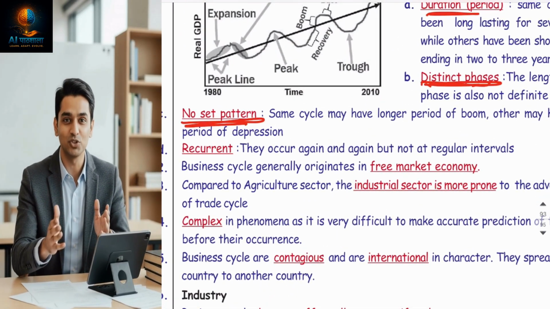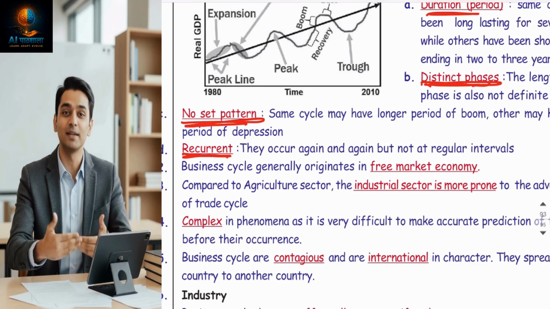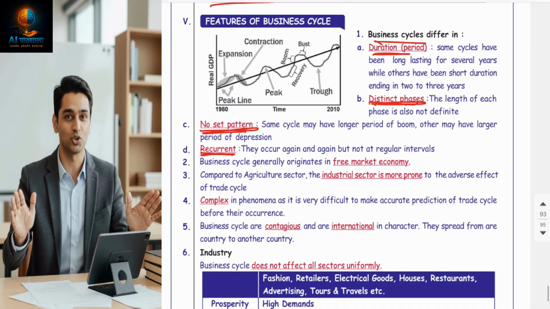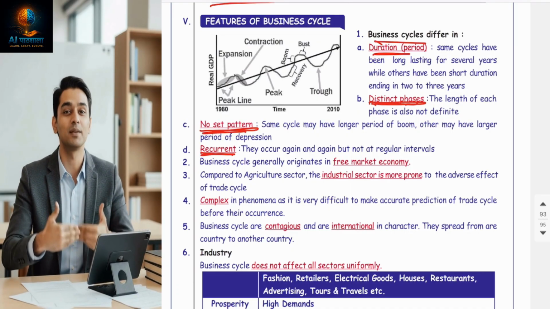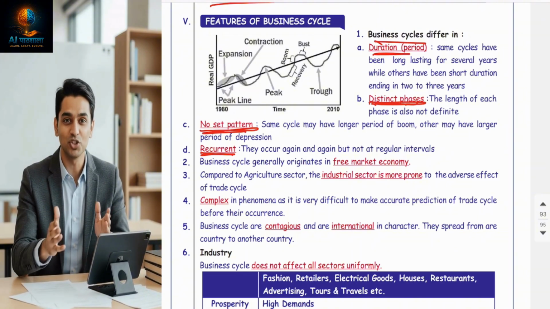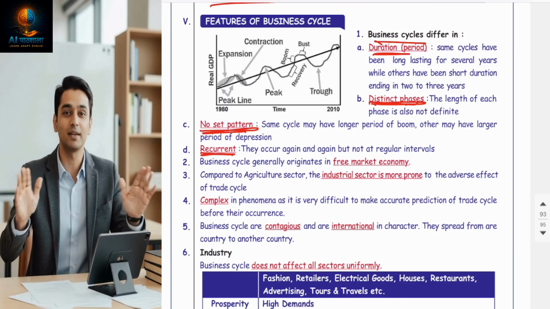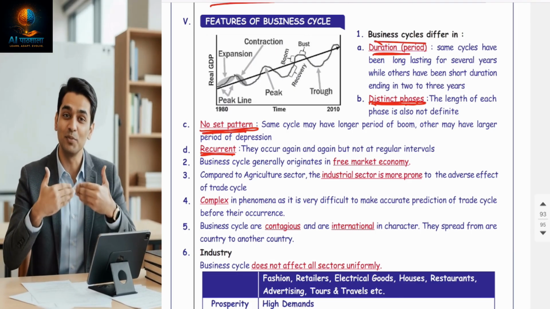Guys, the business cycle is also recurrent. Recurrent means it keeps on changing its phases. You cannot avoid it. It is going to come, and ups and downs will always be there in your country, in your economy. It is a fact of life. Smooth growth is not possible. On average, growth is going to be smooth.